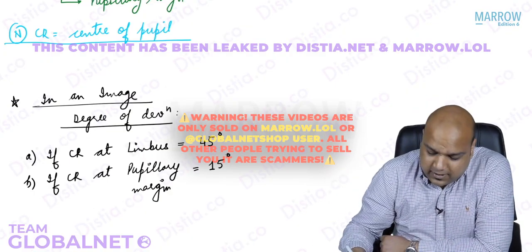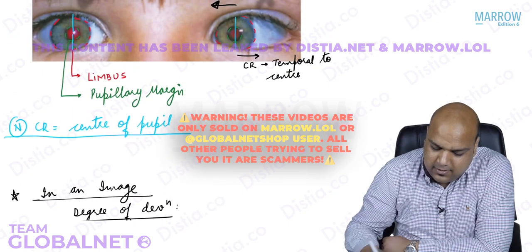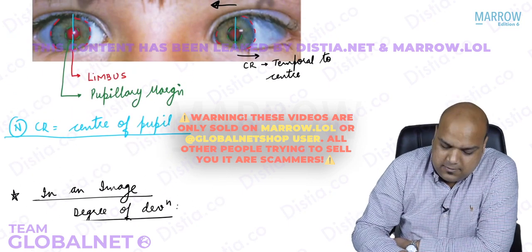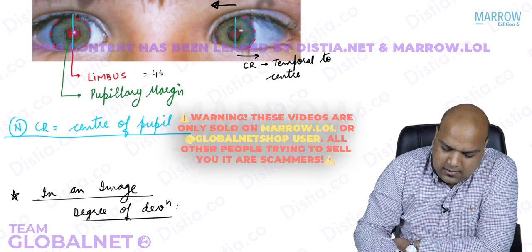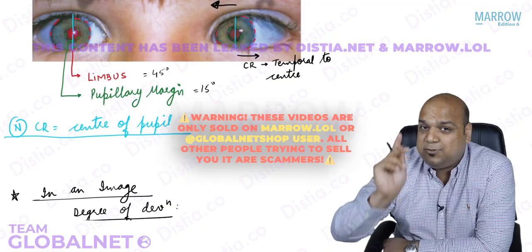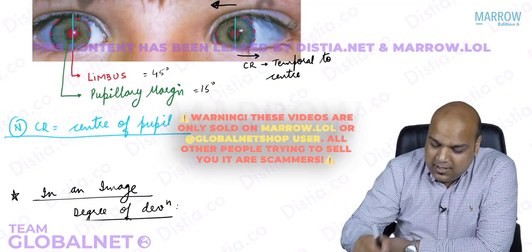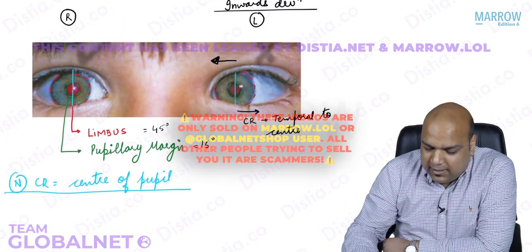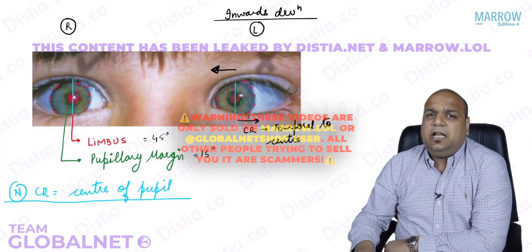Yes? So there were 2 landmarks. Again, I will show you, everybody. 45 degree limbus, 15 degree pupillary margin. Okay? I'm again and again repeating so that it gets fixed in your mind. Now, I am showing you this photograph. I am asking you, tell me the degree of deviation in the left eye.